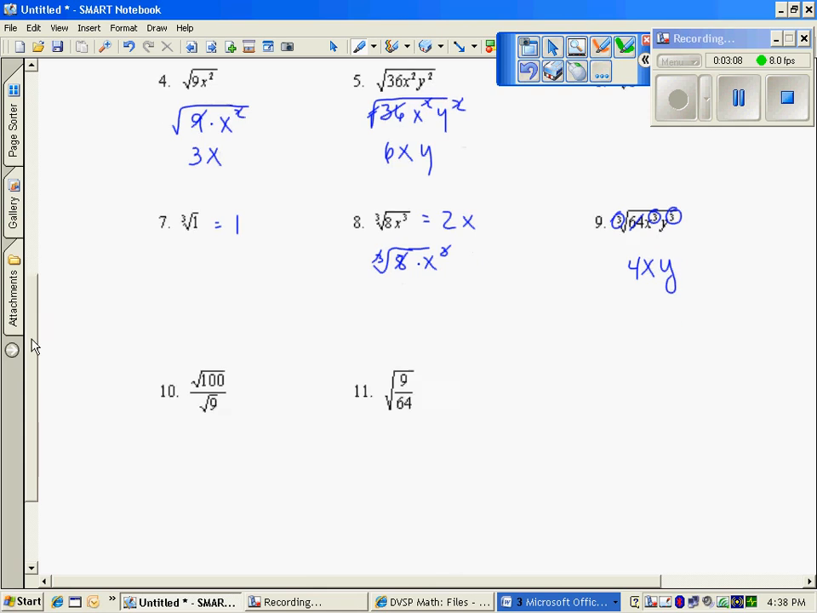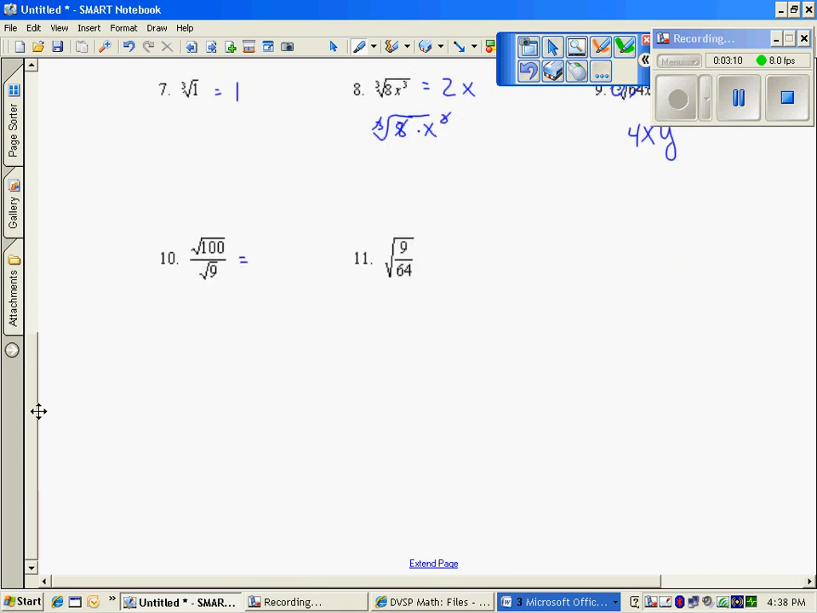The square root of 100 is 10. The square root of 9 is 3. So fractions work the same way. And again, the square root of 9 is 3, and the square root of 64 is 8.